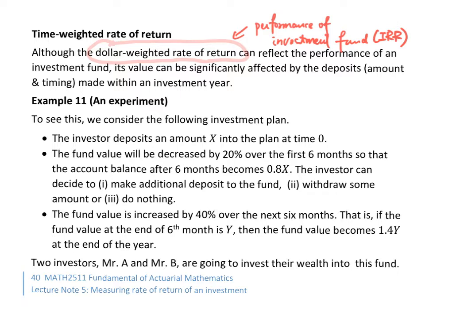But unfortunately, this dollar weighted average return can actually be significantly affected by the deposits made within a year. So what it means is that this IRR is also driven by the action taken by the investor in a year. To give you some idea about that, let us consider this experiment.